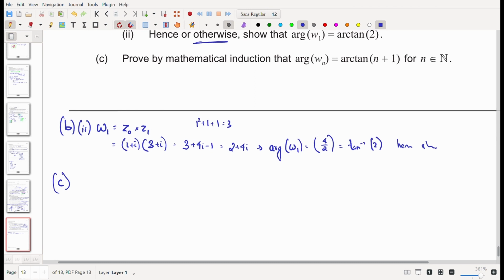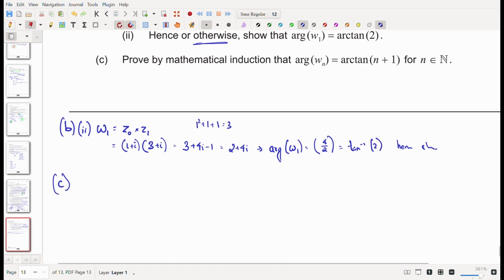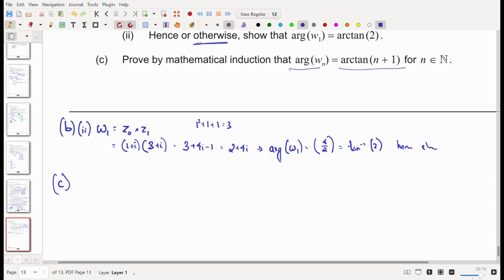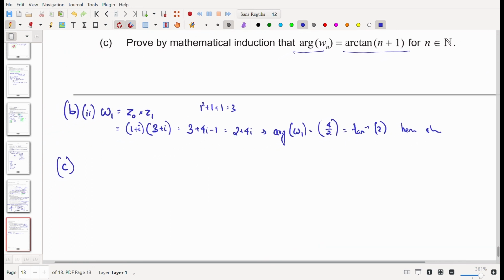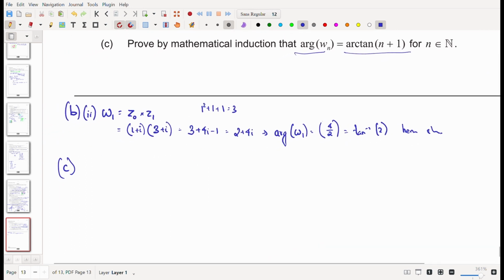Prove by mathematical induction that arg omega n is equal to arctan of n plus 1. Mathematical induction almost always has a huge number of steps and a huge number of places to go wrong. So keep an eye out. And this is a 10-mark question, guys. So yeah, we can't lose this one, can we?